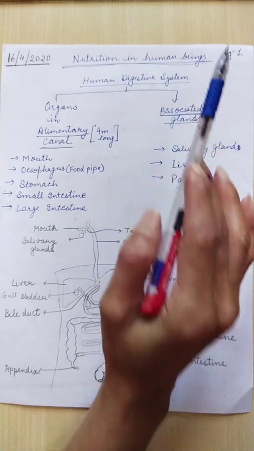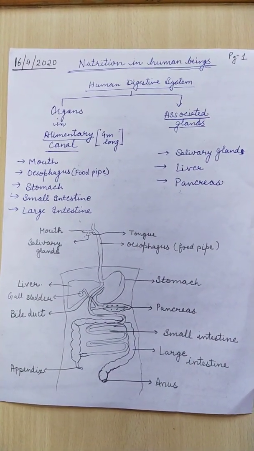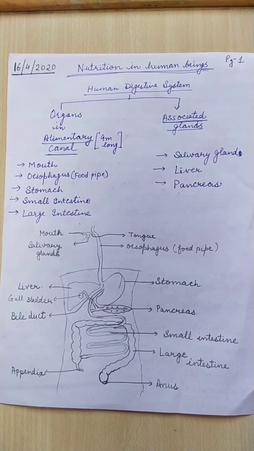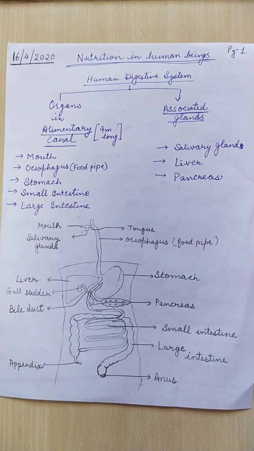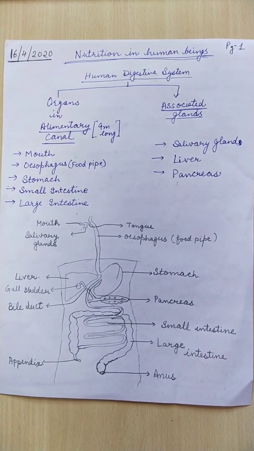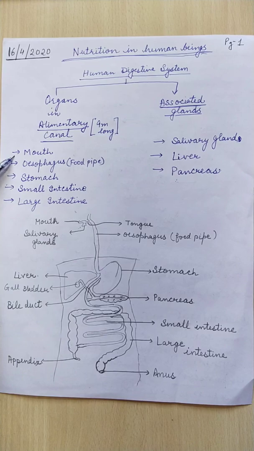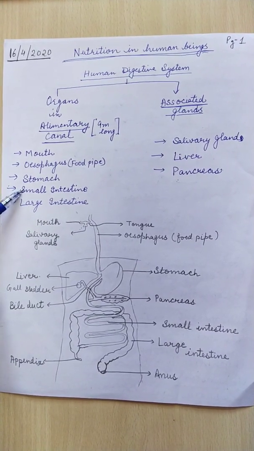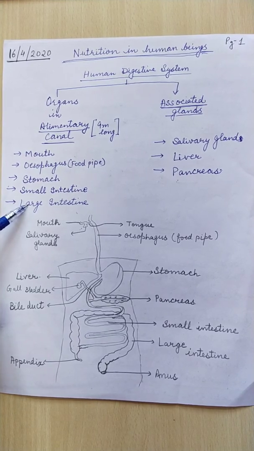Nutrition in human beings. The entire human digestive system comprises an alimentary canal. This alimentary canal is a long tube that consists of many organs starting from mouth, esophagus, stomach, small intestine and large intestine.